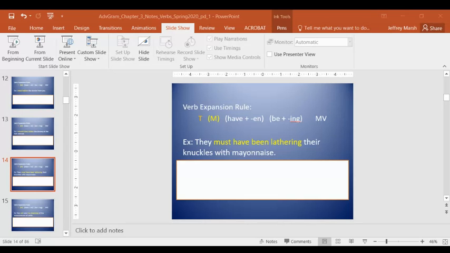My daughter's watching Arthur right now. You can kind of hear it in the background. Oh, what happened to my G there? All right, there we go. So here's my be plus ing. It's a really bad looking G. What is going on with you?